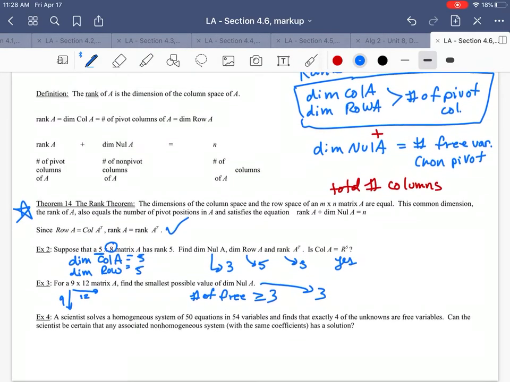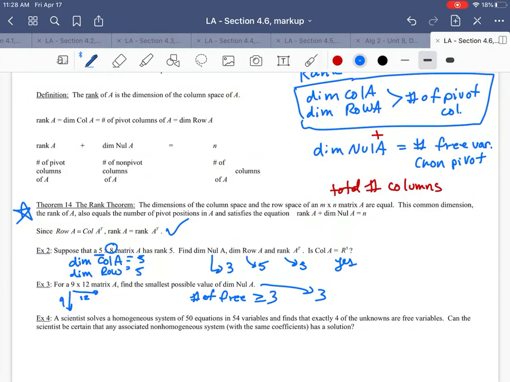A scientist solves a homogeneous system of 50 equations in 54 variables. So we got 50 equations and we got 54 variables. It's solvable. Finds exactly 4 of the unknowns are free variables. So basically what you have right here, 4 of these right here, there's 4 free variables. All right. So that means I have 50 left. I have a 50 by 50. So that means I have 50 pivots.